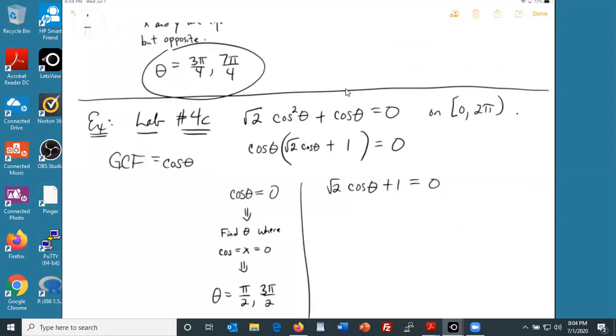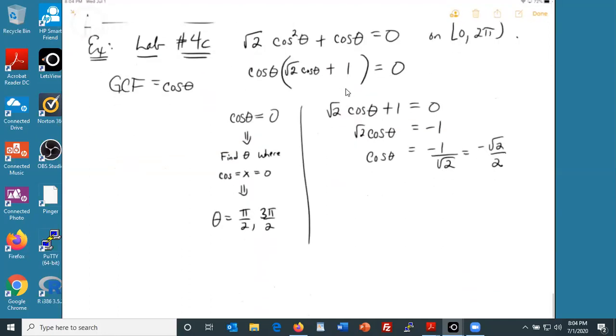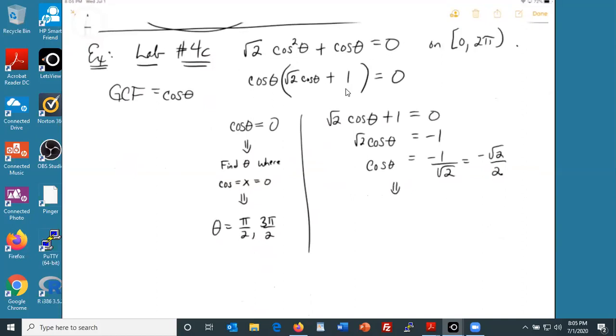Now let's take a look at the other half. So now we have to solve this a little bit by isolating the cosine of theta by first subtracting 1, and then dividing by the square root of 2, and then rationalizing, so I get negative radical 2 over 2. So you see what we're doing here is finding theta on the unit circle where the cosine, which is any x value, is negative square root of 2 over 2.